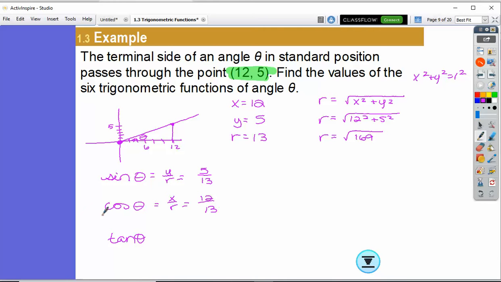Tangent is y over x, so that would be 5 over 12. And then we need the reciprocals. What's the reciprocal of sine?